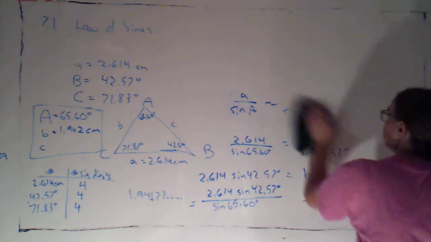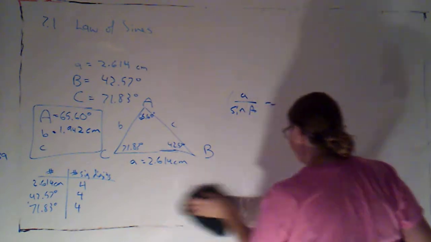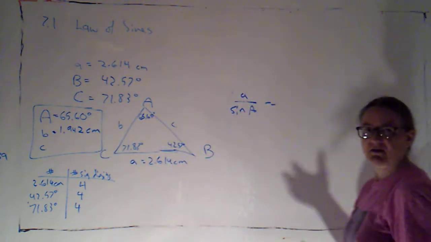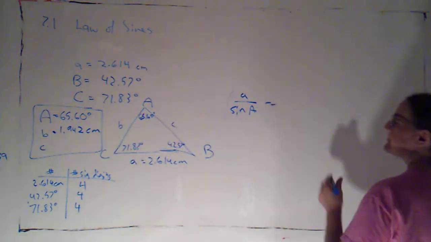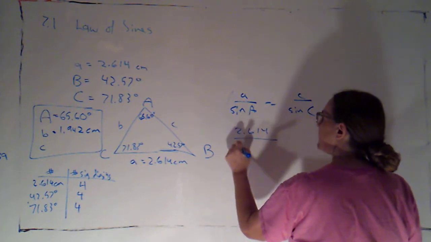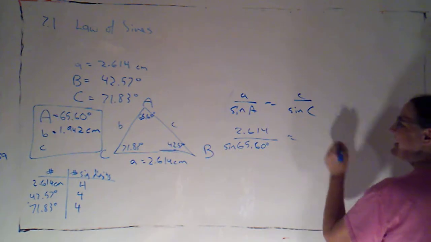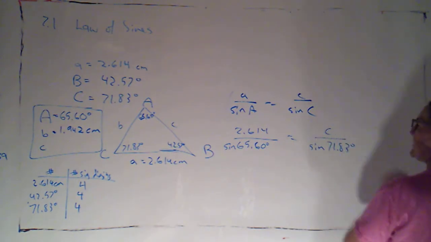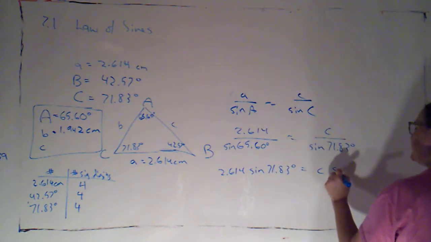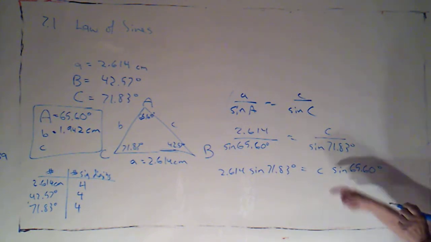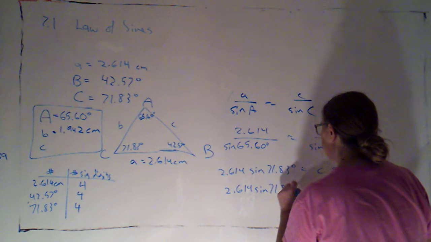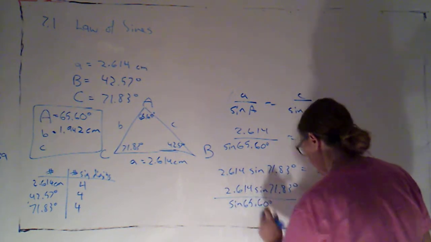Okay, then we're ready to find side c. You'll notice I kept a over sine A. I want to use the pair that involved the given side length because I just rounded to get that. This I was given, so I'm more confident that this is accurate. So I'm going to set a over sine A equal to c over sine C. That's 2.614 over sine of 65.60 degrees equal to c over sine of 71.83 degrees. We cross multiply, so 2.614 times sine of 71.83 degrees is equal to c times sine of 65.60 degrees. To solve for c, we divide by this copy of sine. So c equals 2.614 sine of 71.83 degrees divided by sine of 65.60 degrees.